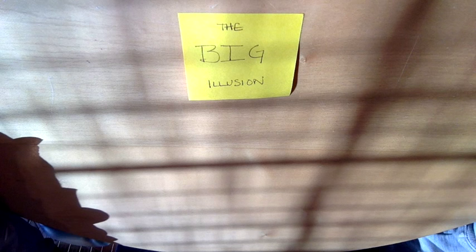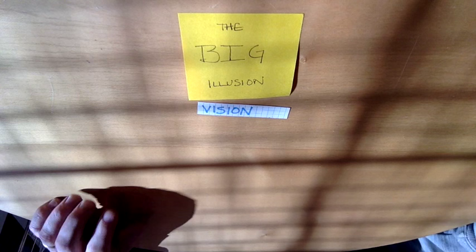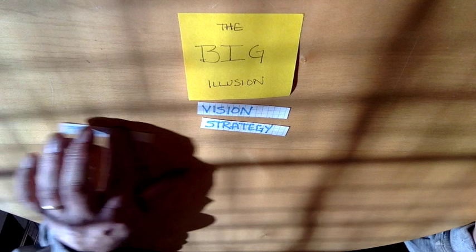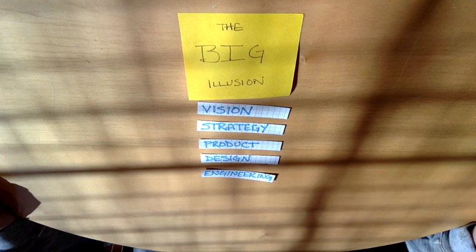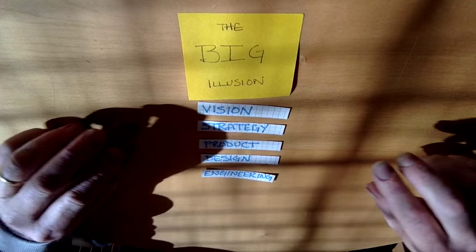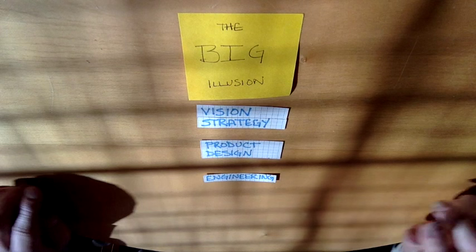Somehow there's a generation that believes that you set the vision, and then you figure out your strategy, and then you figure out what product's going to deliver on that strategy, and then you figure out what it looks like, and then you implement it. And there you go. This sequence looks real familiar to me. Analysis, design, implementation. Now the programmers do all the testing. You're welcome.